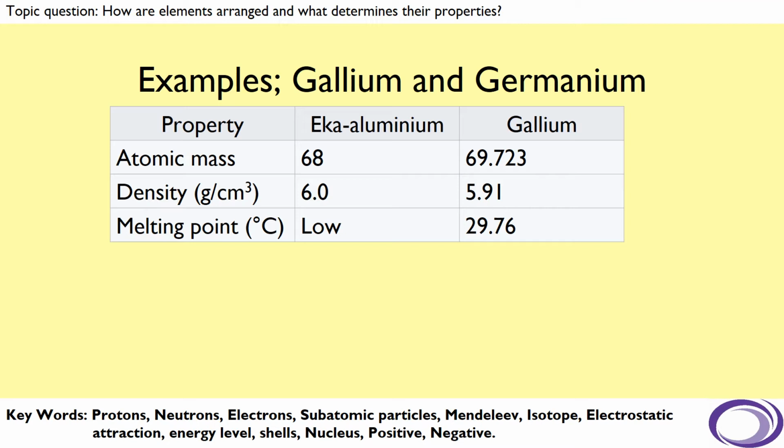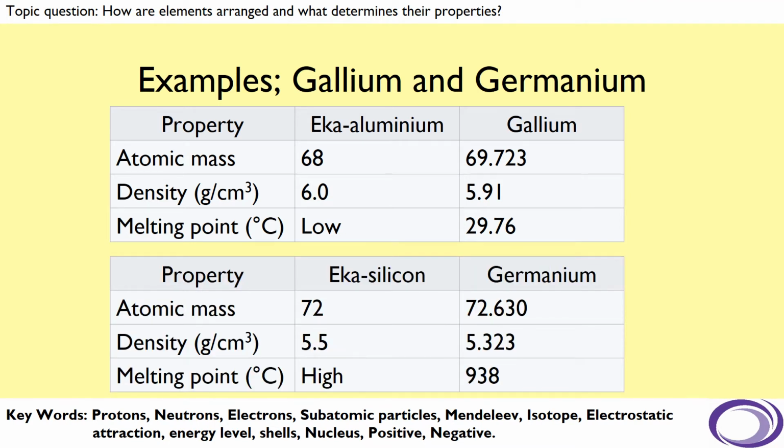And as you can see, the atomic mass is very close to what the atomic mass of gallium was. The density was very close, which he predicted. And he also predicted a low melting point, and 29.76 is an incredibly low melting point for a metal. Similar with Eka silicon, which was discovered and named germanium. The atomic mass he predicted was very close, as was the density, and he also predicted a high melting point.